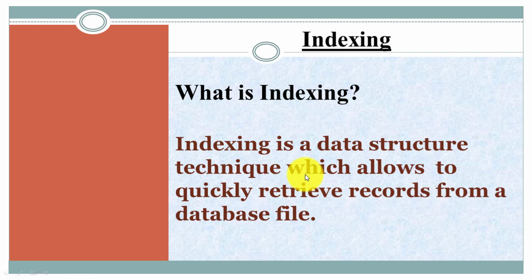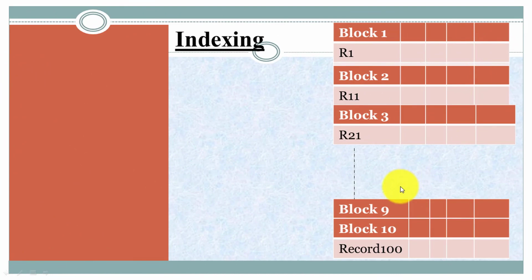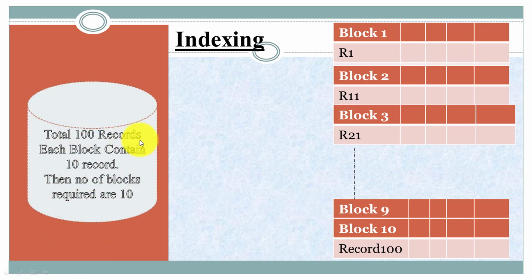Now let's consider one example. This is a database file, and for example the database file has a total of 100 records. In other words, there are 100 records or 100 lines. As we discussed in the previous video, records are stored in blocks sequence by sequence. We store records inside the blocks, so with 100 records in total and each block containing 10 records, the number of blocks required is 10.